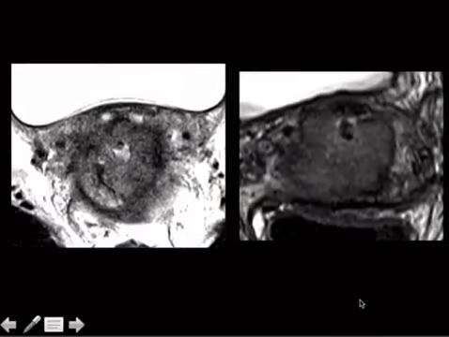This is two examples when it's not intact. So here and here, you could see the black ring here, and then it's disrupted. Here, same deal over here. This is the black ring, disrupted. So that's parametrial invasion.